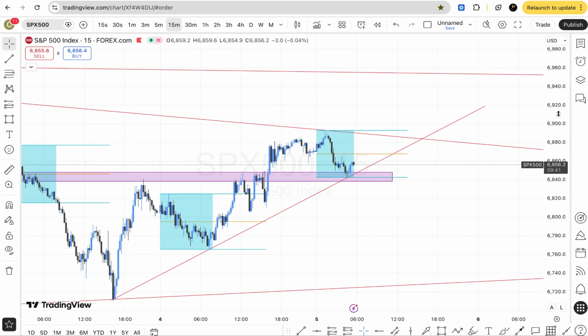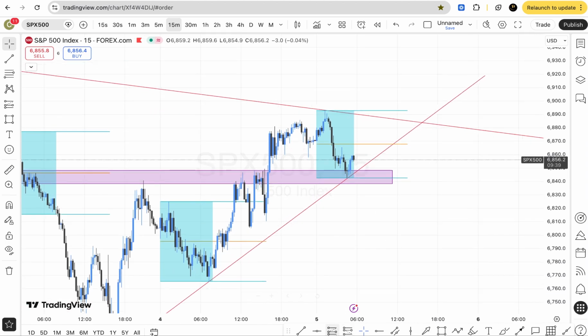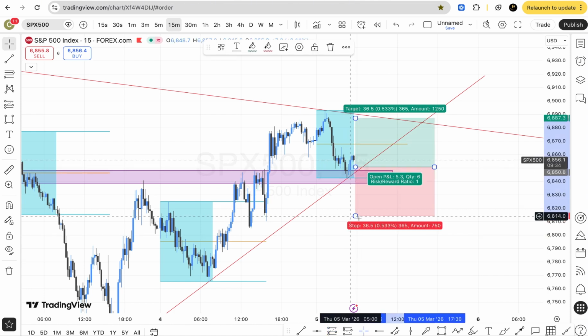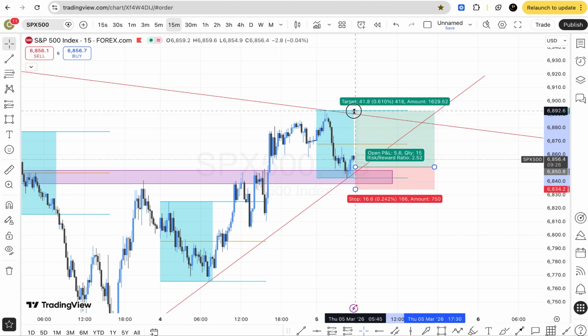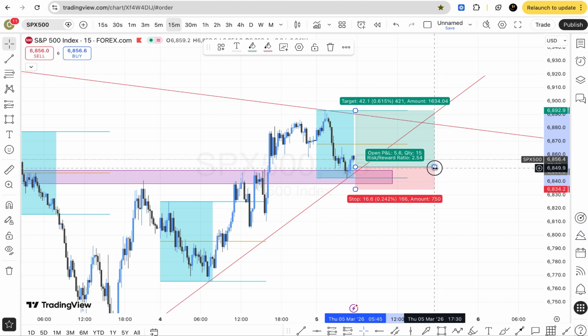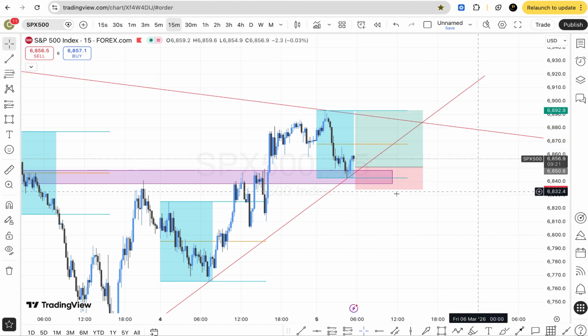So let's see if we wait for it to come and retest on this other block here, we can put our stop loss slightly below here, and then we target the Asian high. So that's a 2.5 risk to reward ratio, which is not bad.